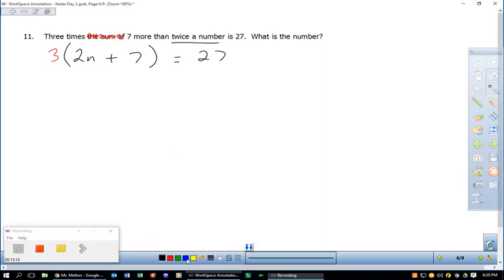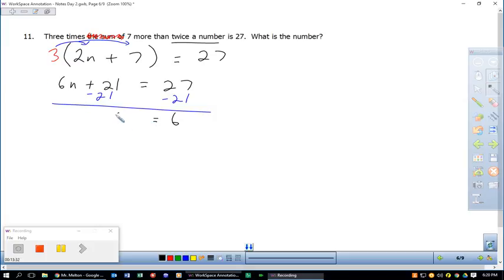All right, distributing this, we get 6n plus 21 equals 27. Subtracting 21 from both sides, we get 6 over here, so 6, and that's 6n. And then dividing by 6 on both sides, we get n equals 1.